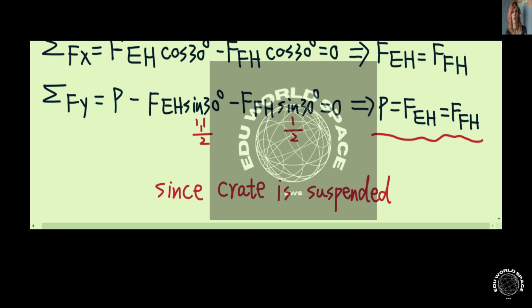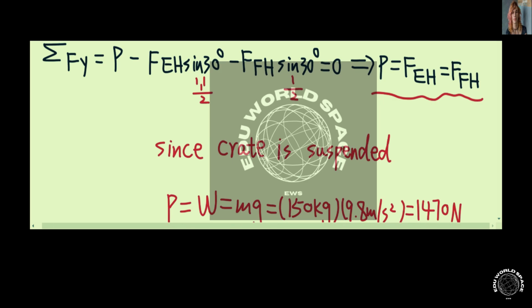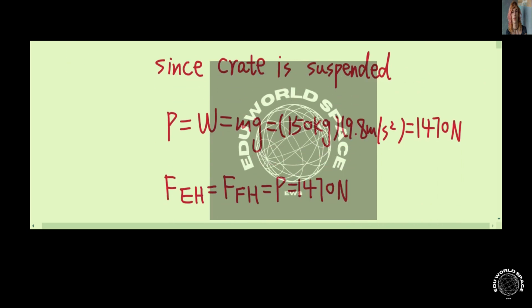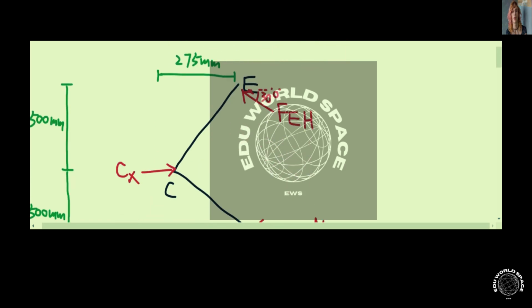So now, since we know the crate is suspended, therefore the force P here should be equal to the gravity of the crate, which is equal to mg, and we know the mass of the crate is 150 kilograms, and the acceleration of gravity is 9.8 meters per second squared. And this will give us force P is equal to gravity, which is equal to 1470 Newtons. And this will give us FEH and FFH is also equal to 1470 Newtons, since they are both equal to P. So now let's take a look at the force diagram for the tongs ECA.